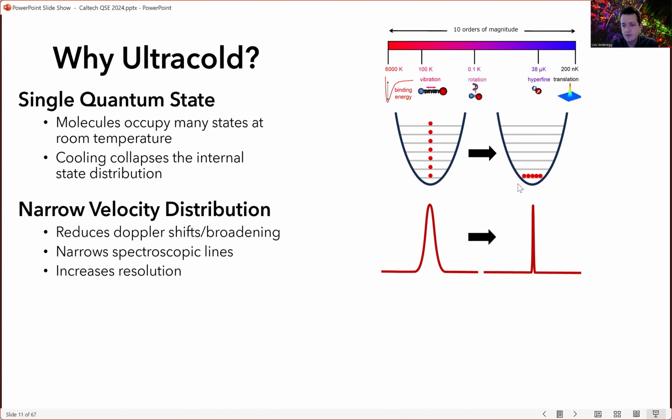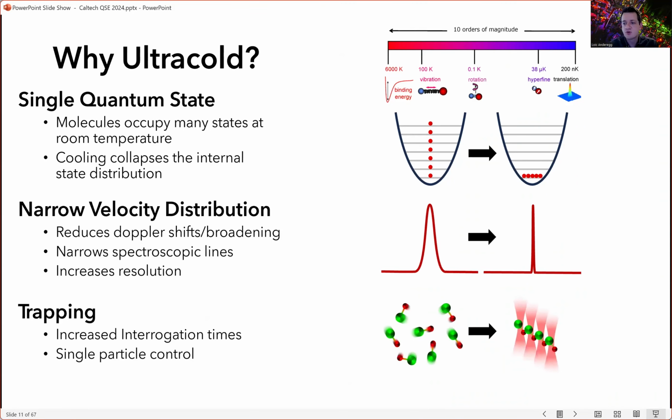Additionally, as we cool the molecules down, we also are able to reduce any sort of Doppler shifts and narrow spectroscopic lines. So this gives us then increased resolution. And finally, going to ultracold temperatures also allows us to increase the interrogation times. So this will further increase, for example, the resolutions we're able to achieve. And it also gives us the ability to trap molecules. And this ability to trap molecules is what we use, for example, to load these molecules with single particle control into these optical tweezer arrays.